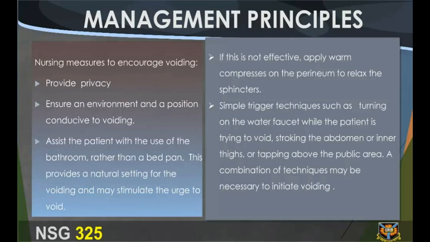Simple trigger techniques include turning on the water faucet while the patient is trying to void, stroking the abdomen or inner thighs, or tapping above the pubic area. A combination of techniques may be necessary to initiate voiding.